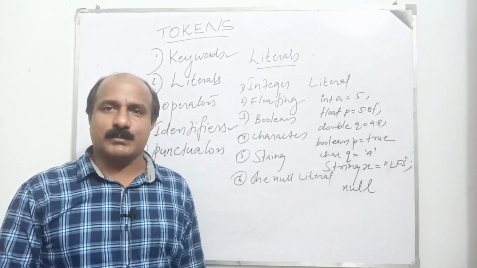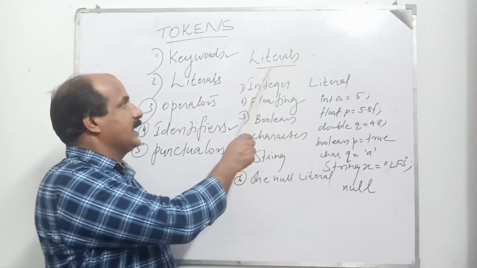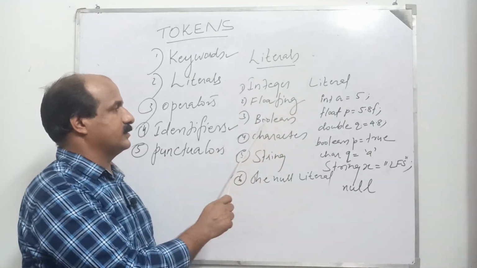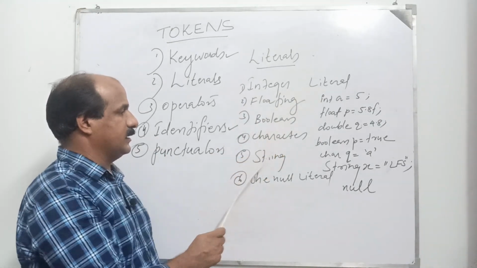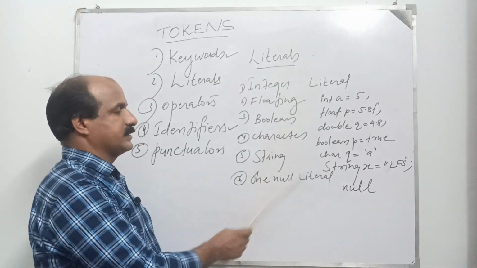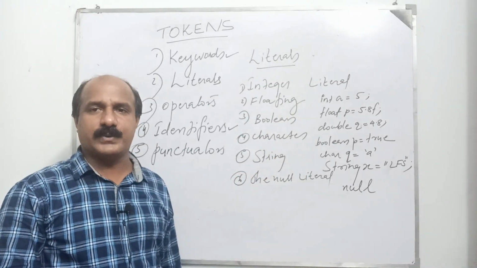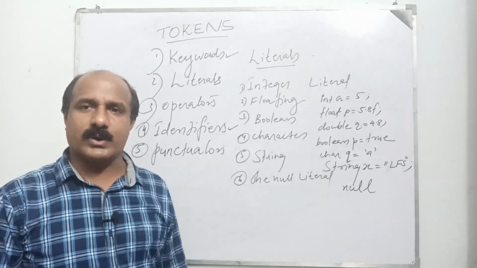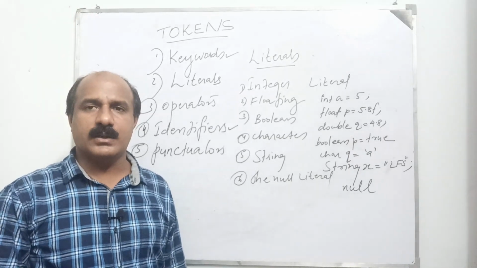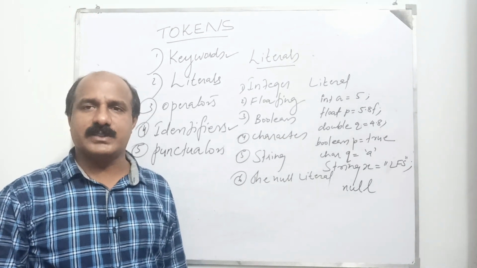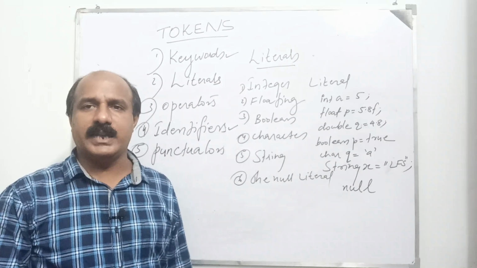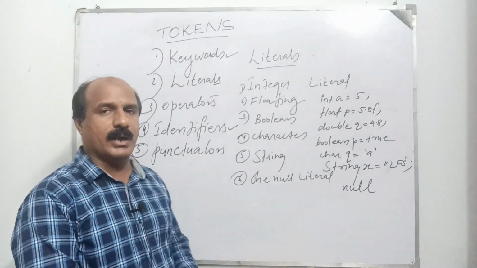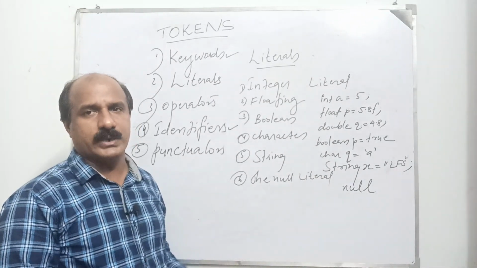Now we are going to discuss literals. There are 6 literals: integer literal, floating literal, boolean literal, character literal, string literal, and the null literal. These are the various types of literals available in Java. Literals in other languages are known as constants. What are they called? Constants. They won't change their value. You know that 8 is 8 only, 10 is 10 only. Those values that you store in a variable are called literals.